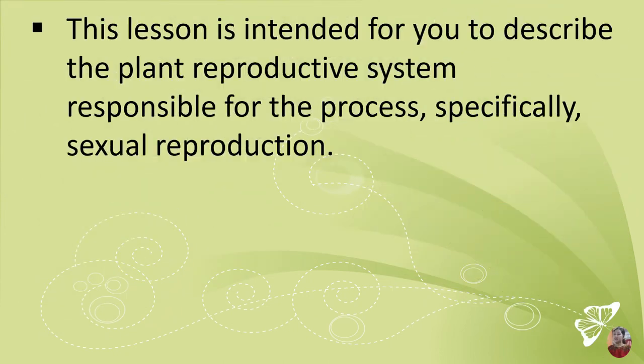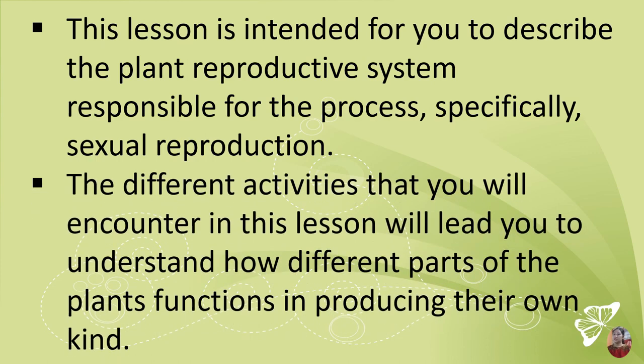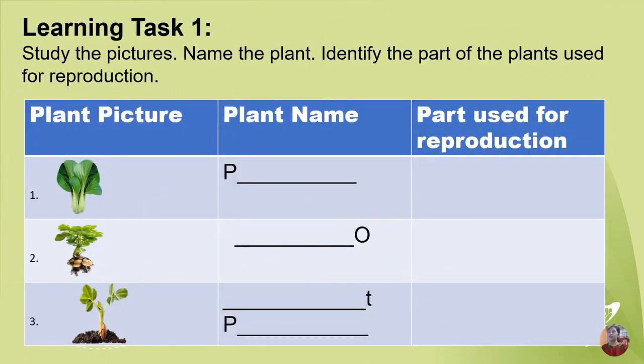This lesson is intended for you to describe the plant reproductive system responsible for the process, specifically sexual reproduction. The different activities that you will encounter in this lesson will lead you to understand how different parts of the plants function in producing their own kind. Learning task number 1. Study the pictures. Name the plants. Identify the part of plants used for reproduction.